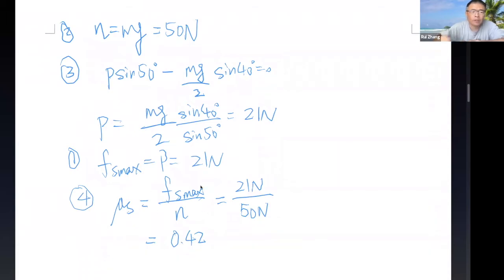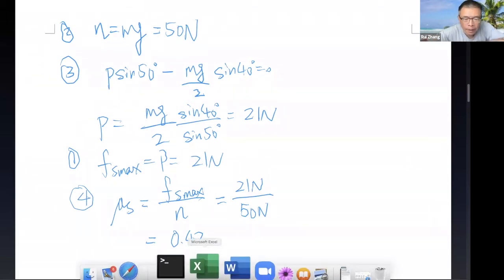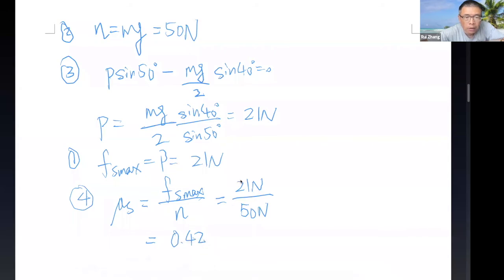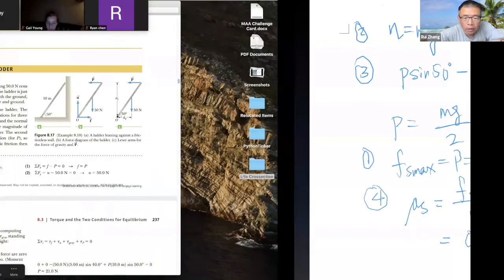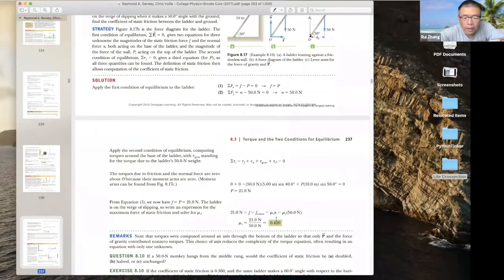So we got our coefficient of friction. Does that make sense to you guys? Okay, let's check our answer here. Yeah, 0.42. So that's correct.